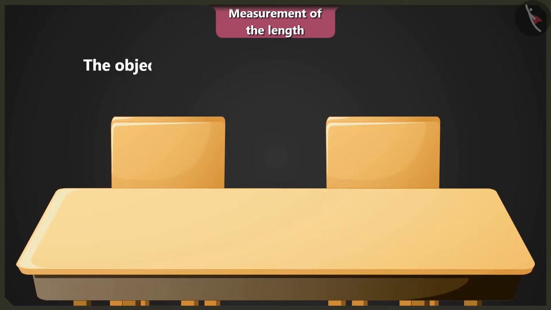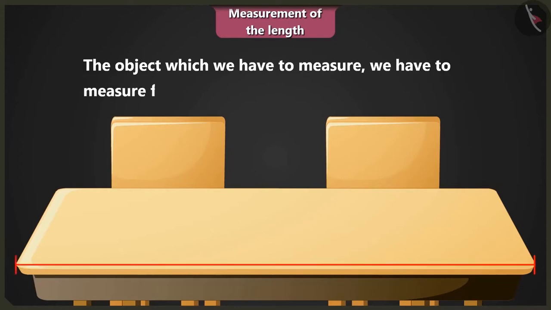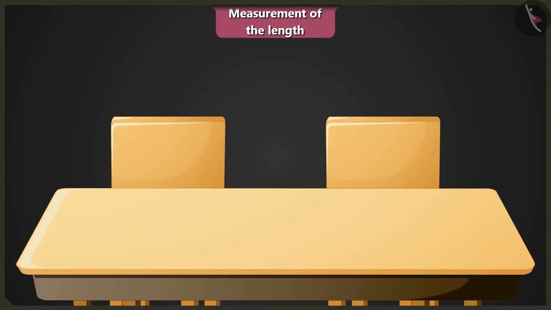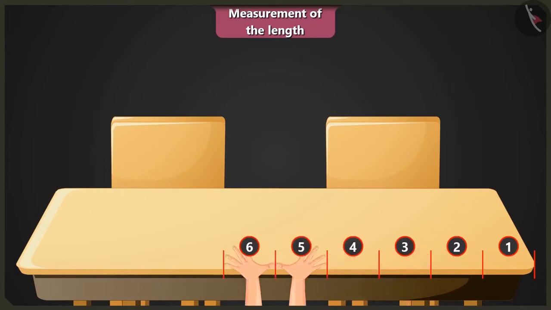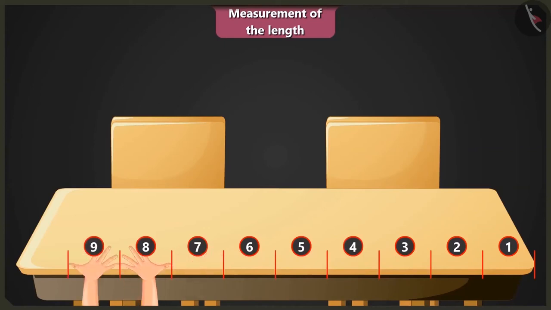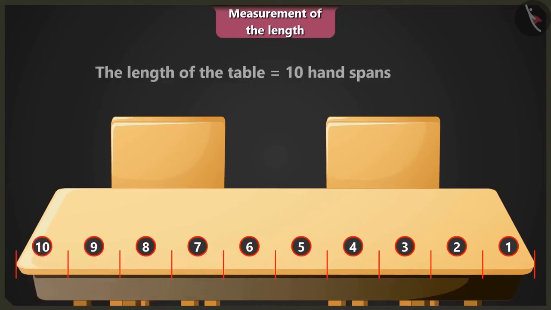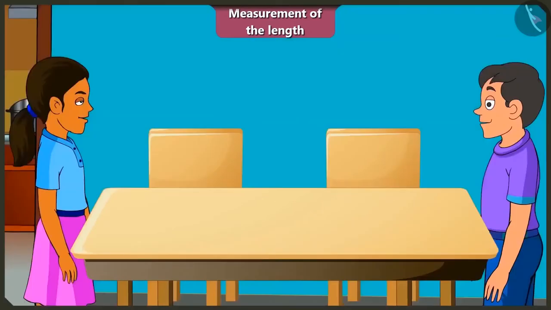Look. When you have to measure the length of an object, you measure from one end to another end of it. You have to measure the length of this table from here till here. Okay, I have understood. Then 1, 2, 3, 4, 5, 6, 7, 8, 9, and 10. The length of this table is equal to 10 hand spans of my palm. This is the correct measurement. Now measure this using your arm length as a unit.